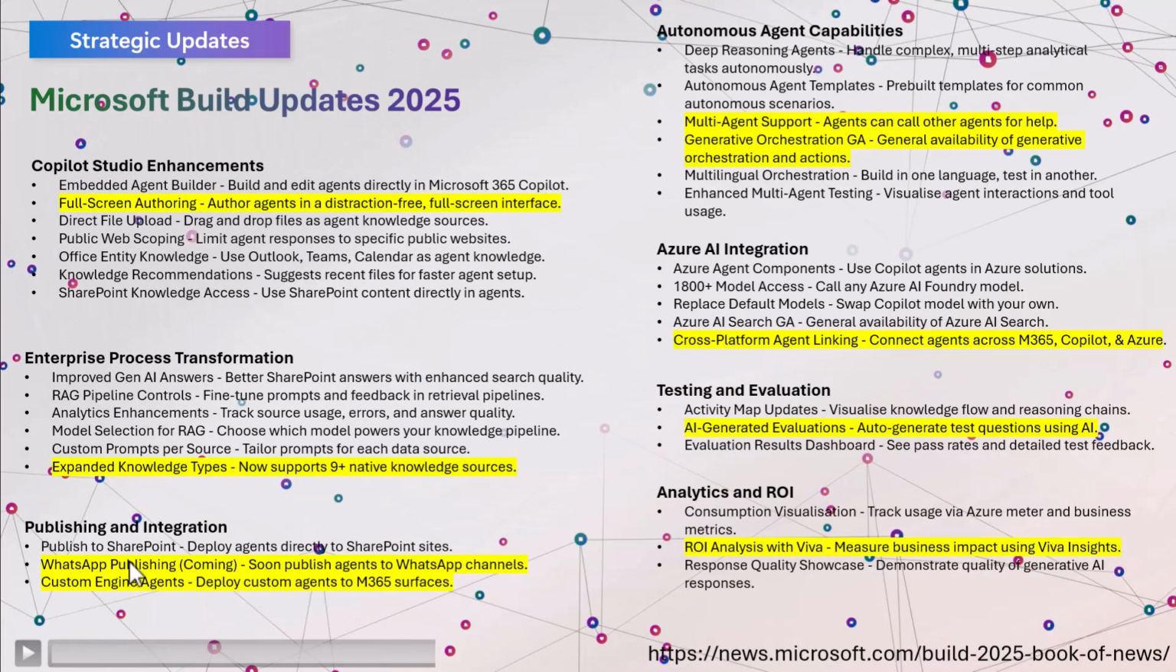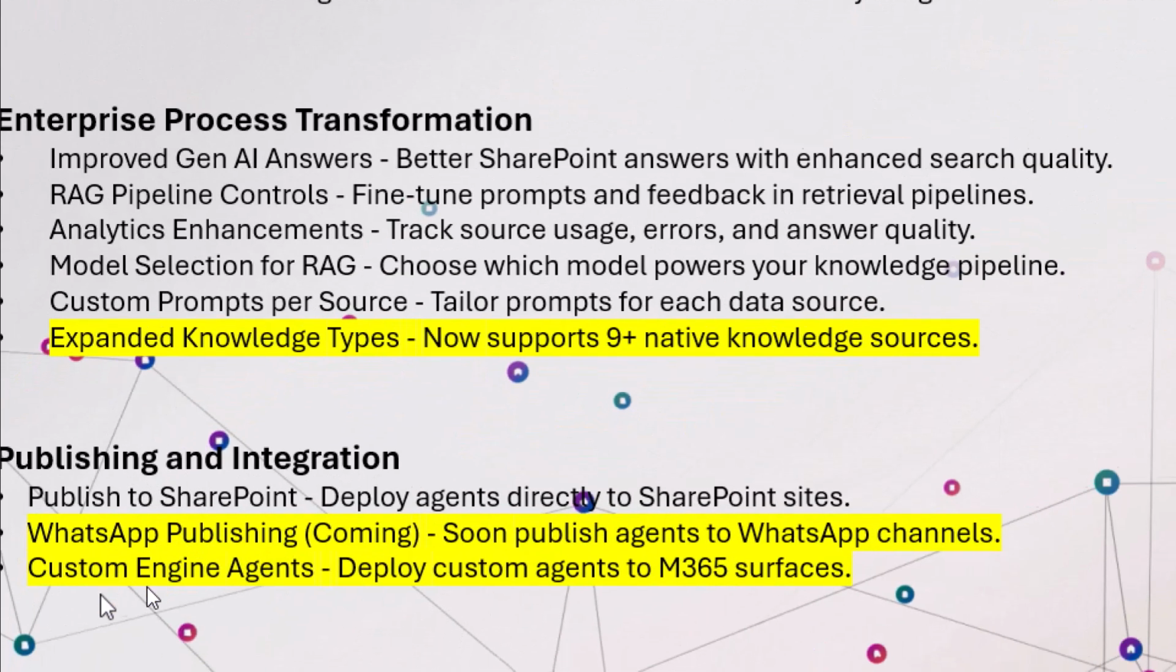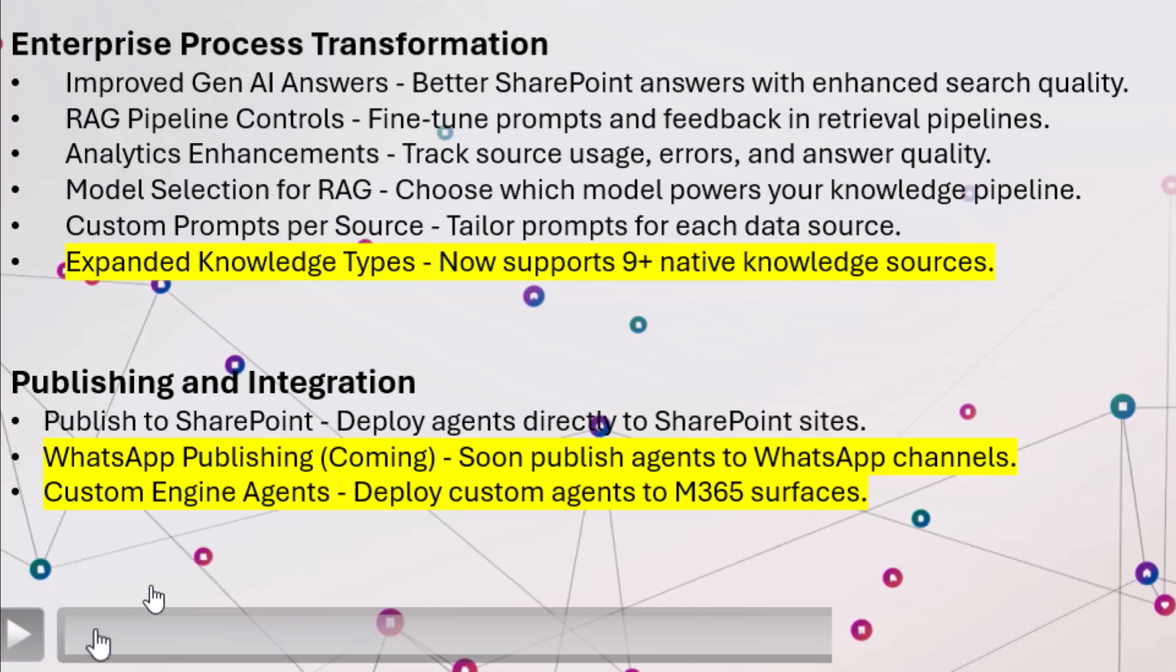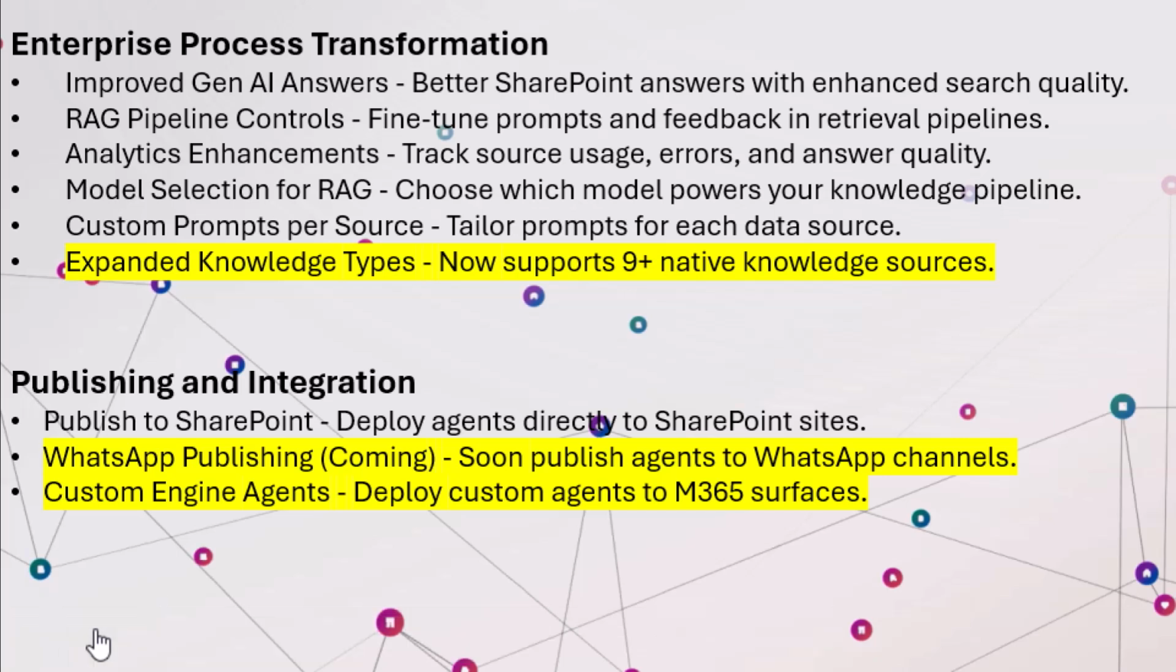Under publishing and integration, now there was two under here I wanted to call out. And you might be thinking, well, Graham, why are you calling out WhatsApp? Surely that's just something you can do in a web app. Well, you can. You could do that through Power Platform before, but now there's native support for WhatsApp.